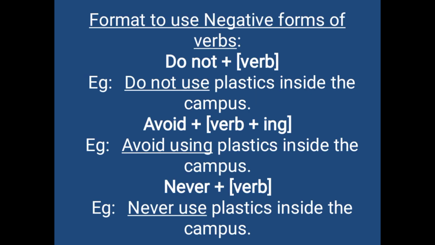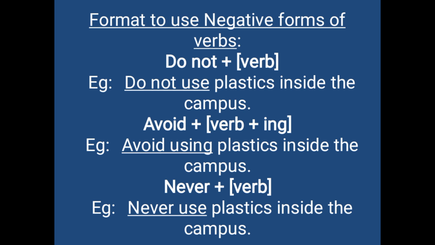Some of the negative formats used in instructions. When you prepare instructions, you can write either in positive form or negative form. Positive form you already know, we start with the action verb. When you write in negative form, you write in different ways. One of the ways is do not. So, do not use plastics inside the campus. Do not use drugs inside the campus. Do not smoke inside the campus. That is a negative way of telling.